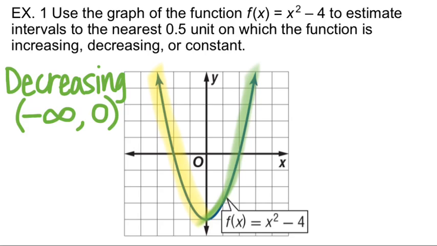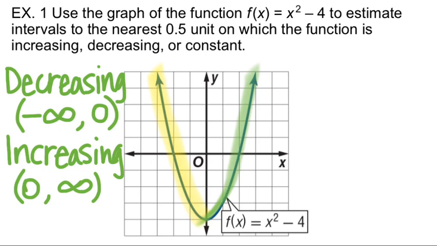Then at 0, it turns, and it starts increasing from left to right. So then I would say that it's increasing from 0 to positive infinity, because the further up it goes, the further right it's going to go as well.